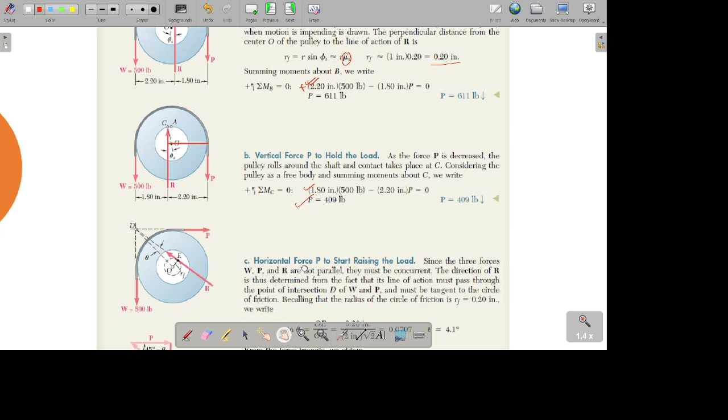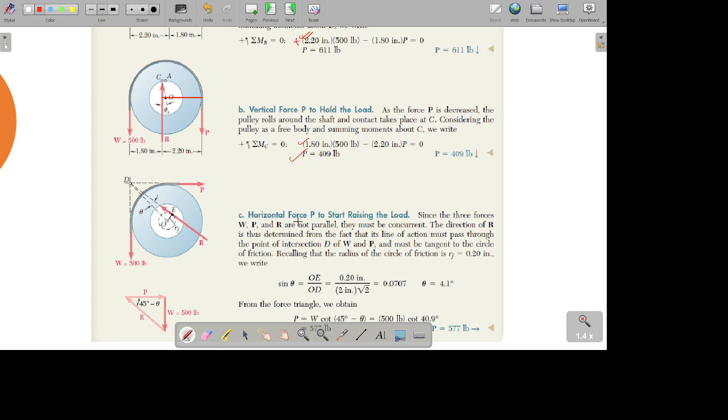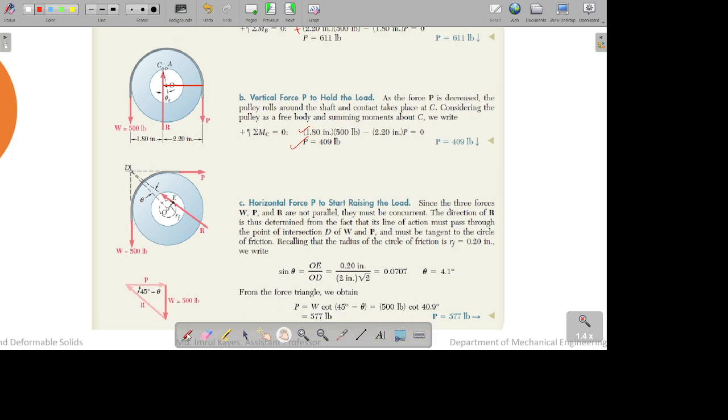So for part C of the question, horizontal force P to start raising the load. Now you are applying the force P in the horizontal direction. So the direction of P will be like this over here. One thing you can notice over here is that these three forces W, P and R will be concurrent. They will pass through the same line.